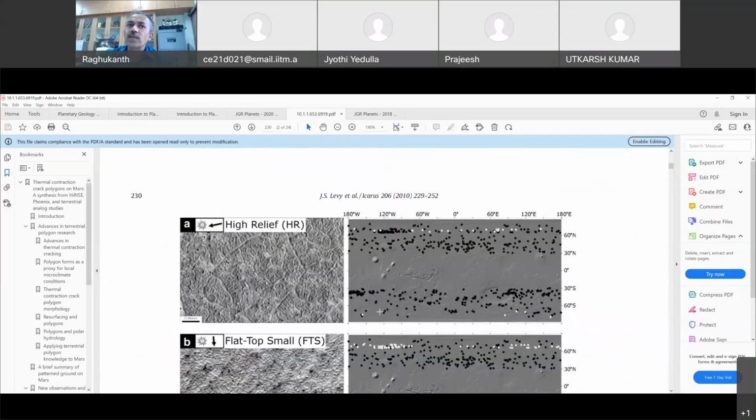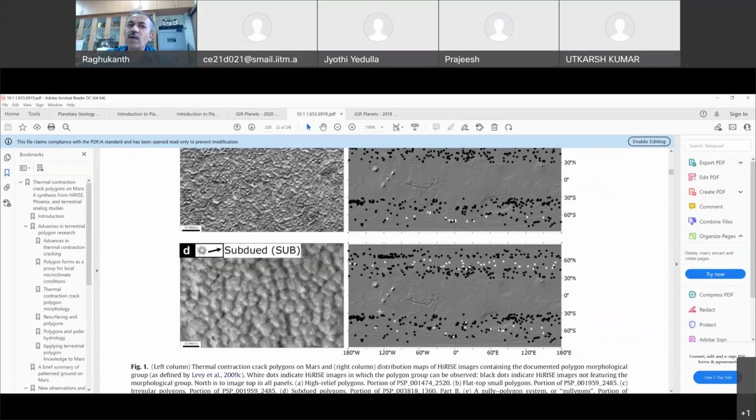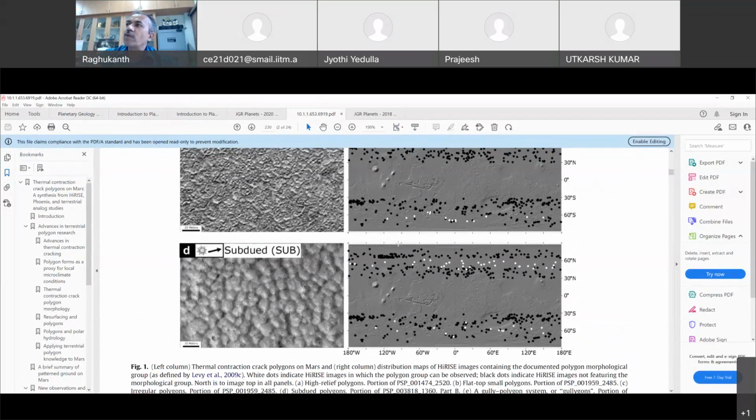Okay, so this is what they do. So they will see these type of things. I also don't know. So these type of things they observe on Mars, the thermal contraction cracks and other things also. So this they have observed on Mars, with HiRISE images or whatever, in that QGIS software. If you open up the topography maps, you can see all these things itself.